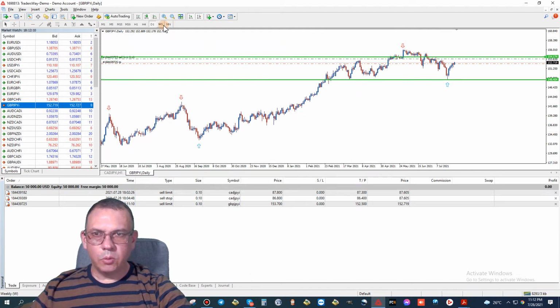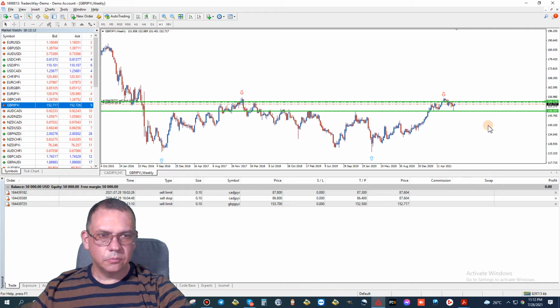And what we're looking for, let's go to the weekly chart. We're looking for the price to break that support and drop further. Where will it drop? Well, the next support level. In order to find a support, we look at a previous resistance, which is right here.